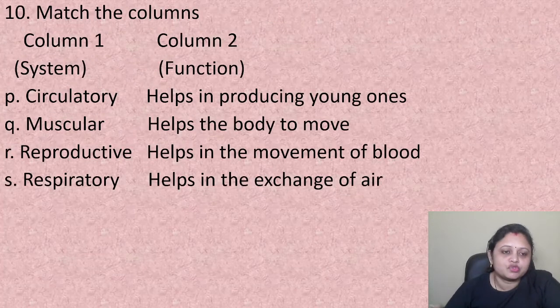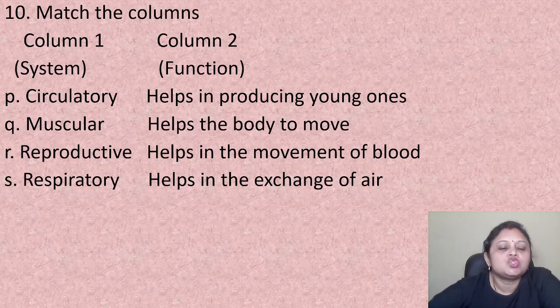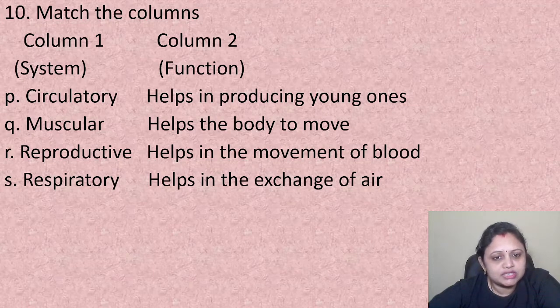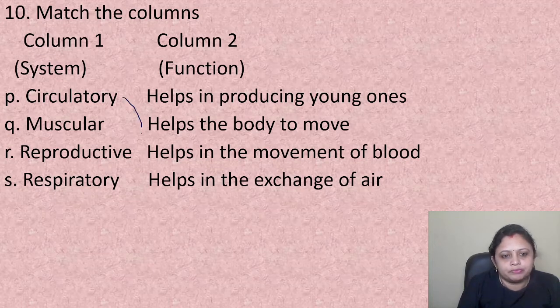Coming to the next question, match the columns. In column 1, names of the systems are written, and in column 2, functions of the systems are written, right? So in column 1, that is circulatory, muscular, reproductive and respiratory system. Functions: helps in producing young ones, helps the body to move, helps in the movement of blood, helps in the exchange of air. Okay. So circulatory system helps in the movement of blood, right? Yes. So here I can write B.